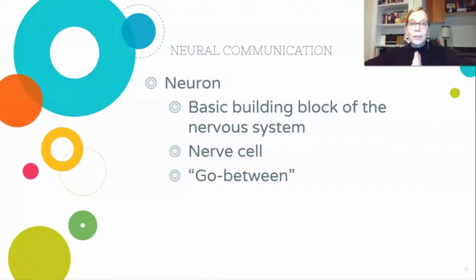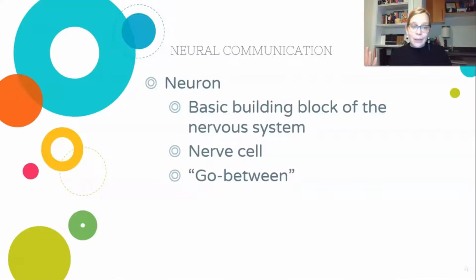When we talk about the neuron, a neuron is just basically a nerve cell. It's the basic building block of the nervous system, and it's kind of the go-between. This is how your body and brain communicate through something called neural communication. These cells are responsible for communicating throughout your body, and they do it lightning quick. We're going to learn the structure of the neuron you learned yesterday. We'll review a little bit of that, and today we're going to talk about how they actually communicate. What does that look like?